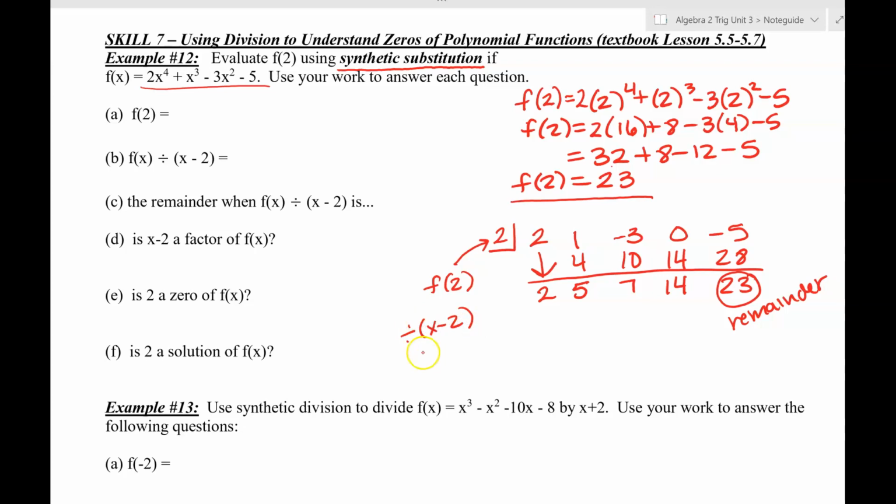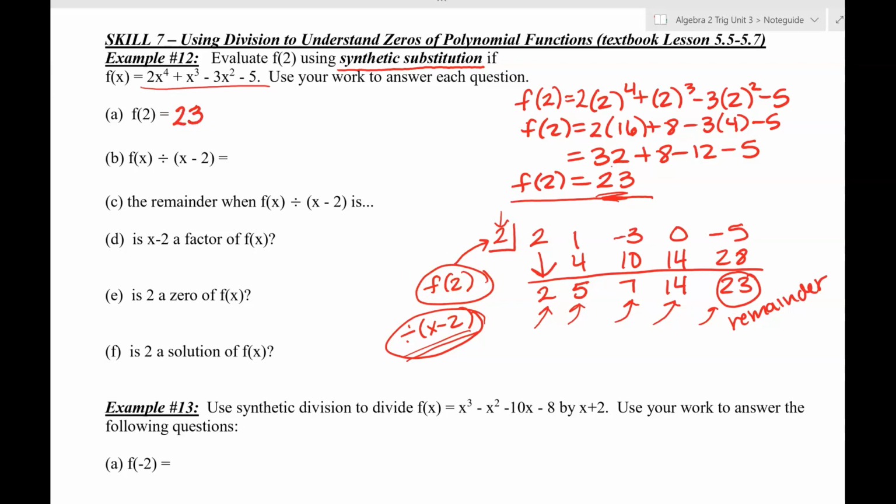Last lesson, we already found out that if I was dividing by x minus 2, my quotient would be 2x to the 3rd plus 5x squared plus 7x plus 14 with a remainder of 23. I'm now seeing that that 23 is not just some random number. It also happens to be the number I would get if I was plugging this exact value into the function. So that's showing you a different relationship, that the remainder when you divide by x minus 2 is the same number you get when you plug 2 into the function. So f of 2 is 23.